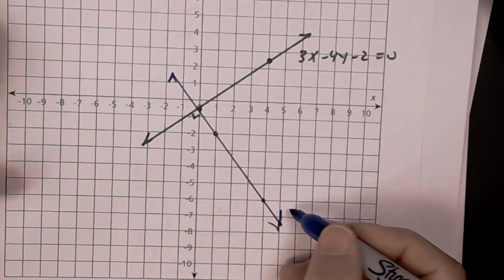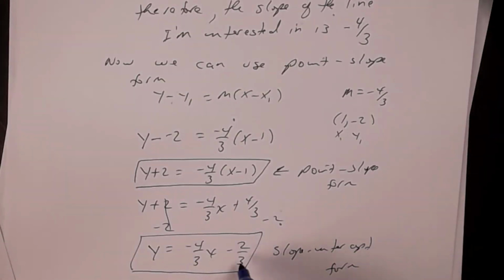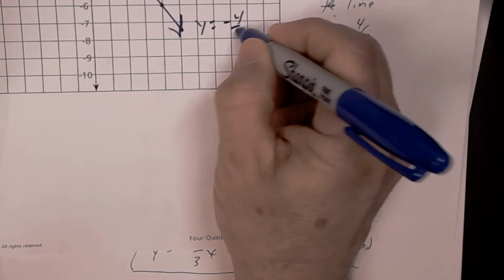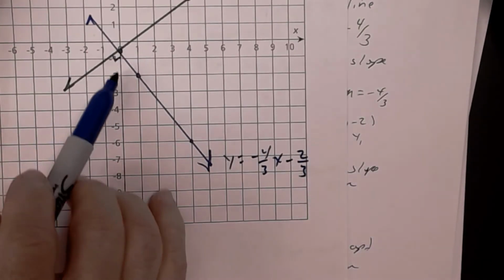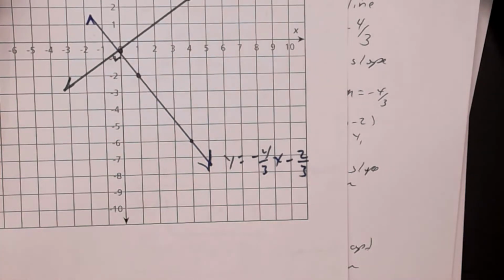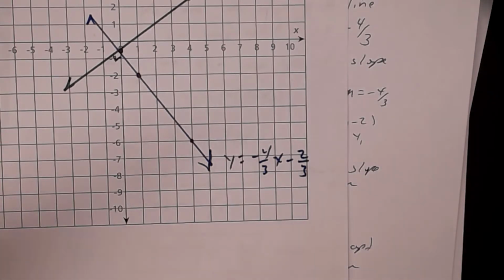You found the equation of the blue line. So the equation of the blue line in slope-intercept form is y equals negative 4/3 x minus 2/3. And it looked like, see right here, right below the negative 1/2, negative 2/3. Okay, so that's where it's supposed to intersect the y-axis. All right, so that's what we're doing here. Okay. All right, so that was number 1.